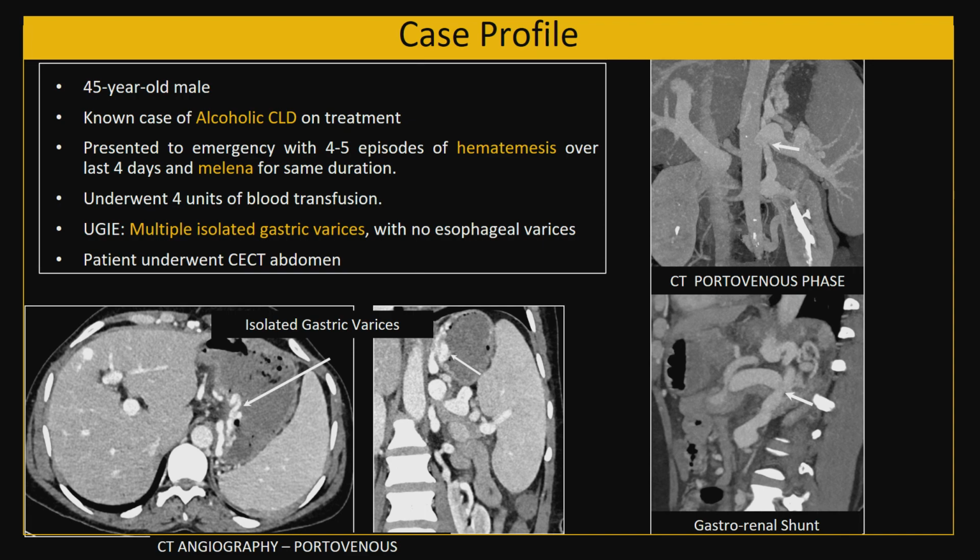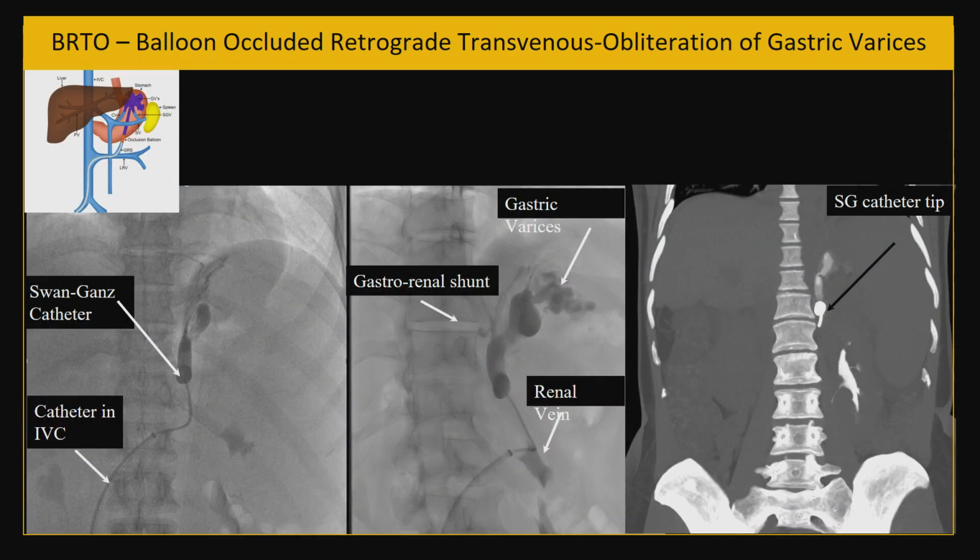And what we see, this is the gastrorenal shunt which is patent. So what we have done, we have entered through the femoral vein into the gastrorenal shunt. We inflated our balloon, and through this balloon, at the central lumen, we have injected the sclerosant, which is directly going into the varices.